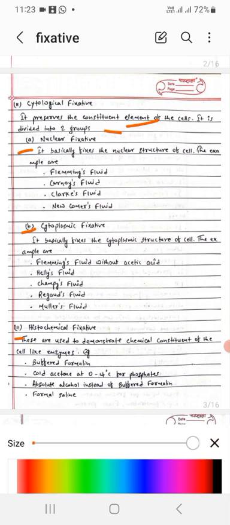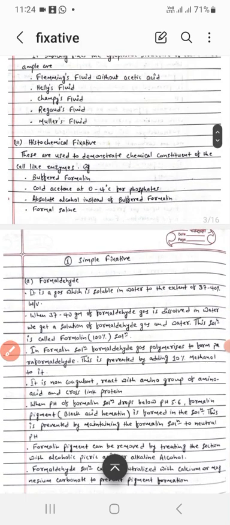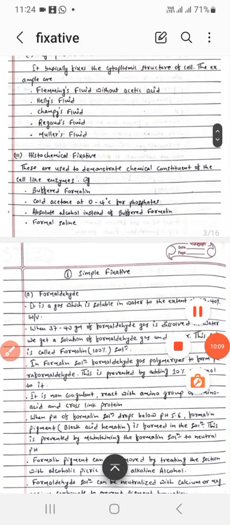Number three, histochemical fixative. These are used to demonstrate chemical constituents of the cell like enzymes. Various histochemical fixatives are buffered formalin, cold acetone at 0 to 4 degrees Celsius for phosphatase, absolute alcohol instead of buffered formalin, formal saline.